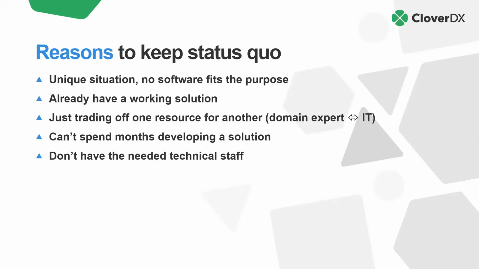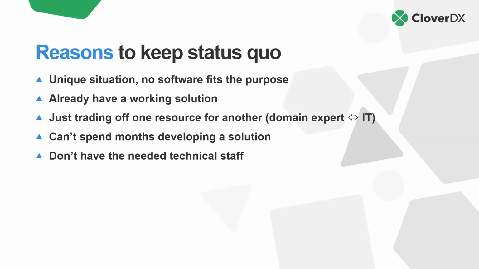So why would people keep the status quo? Usually, it's because of these 5 reasons. And later on in this presentation, what I will do is basically point out why those reasons are not good enough to not innovate or not automate.